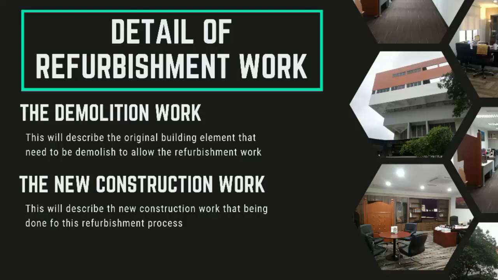The detail of the refurbishment work will be divided into two. Firstly is the demolition work. This will describe the original building elements that needed to be demolished to allow the refurbishment work. The second is the new construction work. This will describe the new construction work that needed to be done for this refurbishment process.